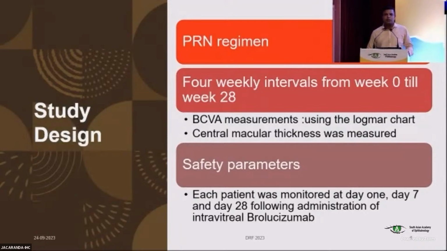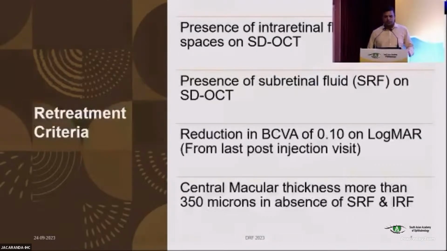And whenever the patients met retreatment criteria, they were injected. So there was no loading dose concept in our study. And to measure the safety parameters, every time we were injecting brolucizumab, we were calling back our patients at day 1, day 7, and day 28 to assess for AC as well as the vitreous cells or any other signs of inflammation.